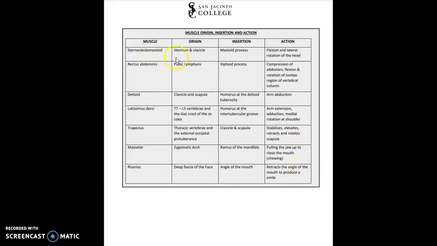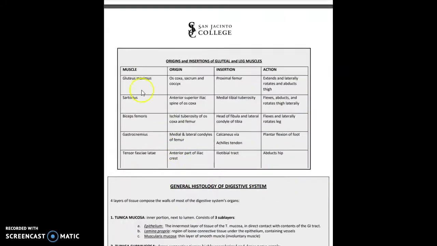Then check again the origin and insertion for these muscles: the sternocleidomastoid, the rectus abdominis, the deltoid, the latissimus dorsi, trapezius, masseter, risorius, and gluteus maximus, sartorius, biceps femoris, gastrocnemius, and tensor fasciae latae.